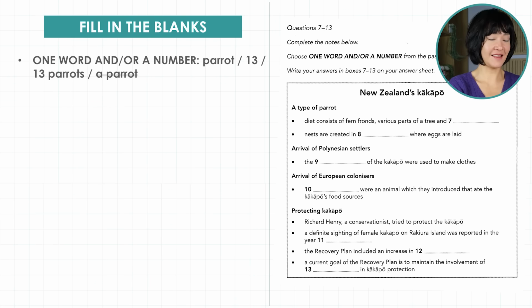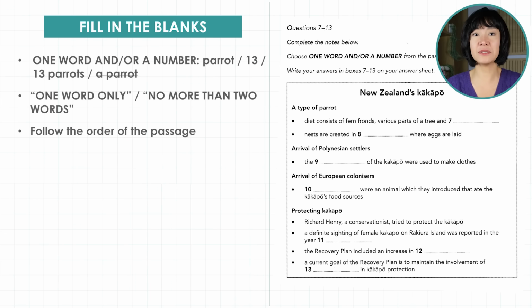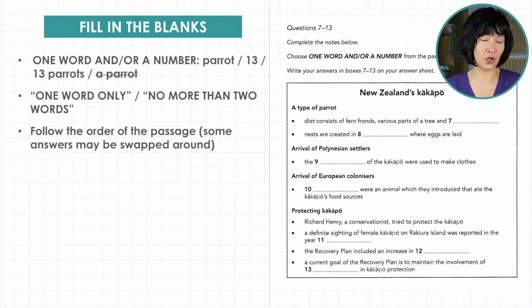Okay, the instructions may also read just one word only or no more than 2 words from the passage. And that's a rule. If you write more words than allowed, even if the meaning is correct, you'll lose the mark. And there are a few types of filling the blanks questions, and we're not going to go into too much detail. What you should know is that filling the blank questions mostly come in order. So sometimes a couple of questions may be swapped around, but most are in order.